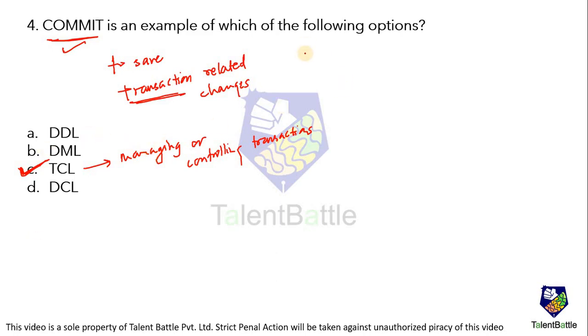Apart from commit, we have a rollback command also, and we have savepoint. All these commands are working on transaction control. Apart from commit, rollback and savepoint are also examples of TCL, right? So the answer is option number C.